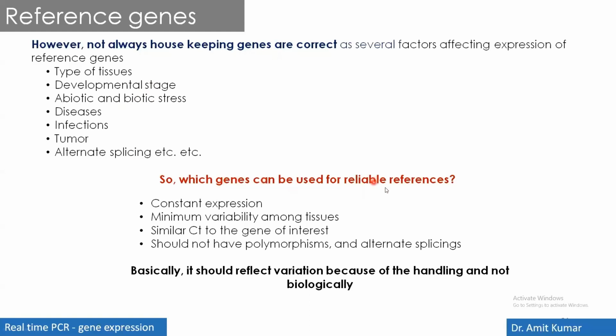So which genes can be used as a reliable reference? Well, those genes which have constant expression between the conditions which you are studying. There should be minimum variability among the tissues. They should have a similar CT value to the gene of interest, and they should not have polymorphism or alternate splicing.